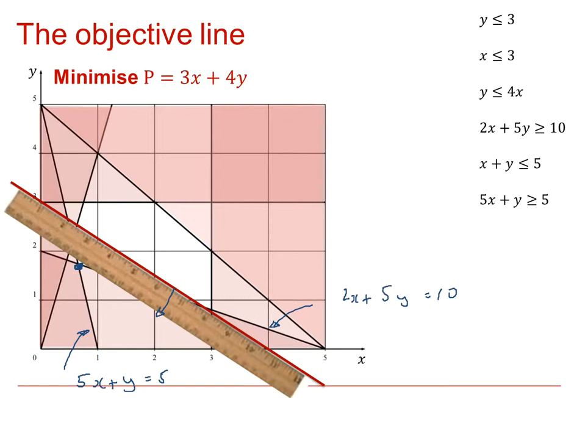So the advantage here is that rather than checking lots and lots of different vertices to see what the profit is, we know which vertex. We still need to solve the simultaneous equations to work out the values of x and y, and then to work out the value of P.